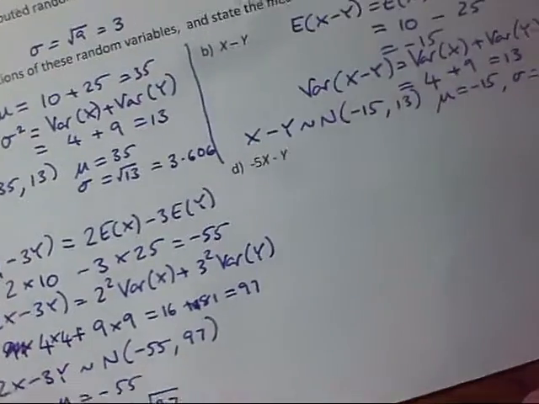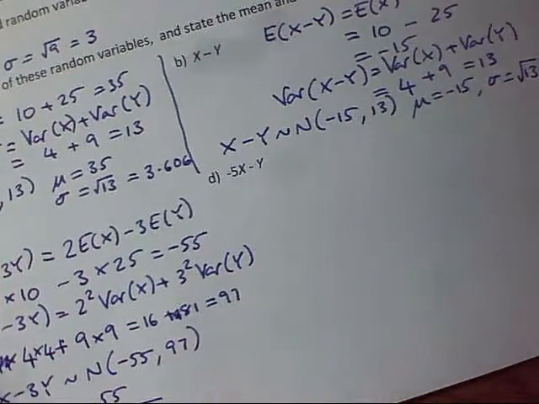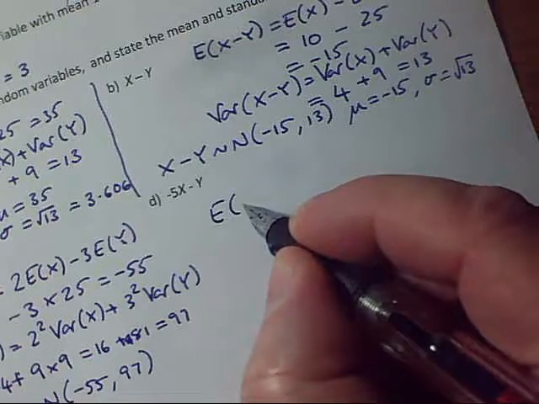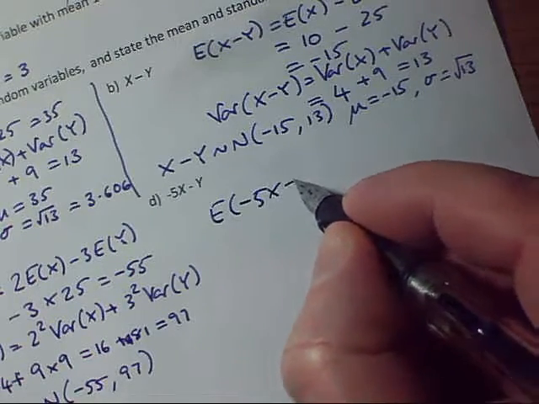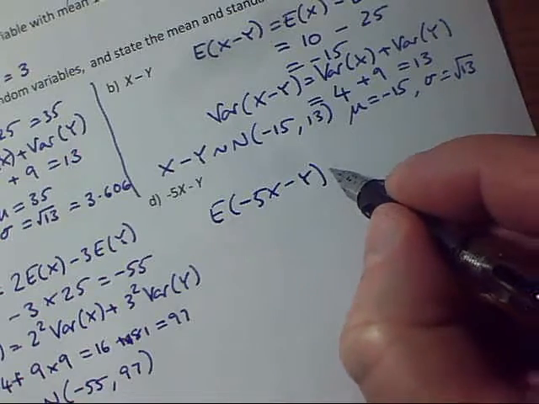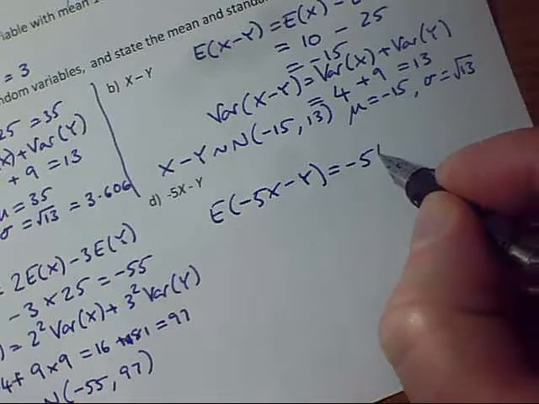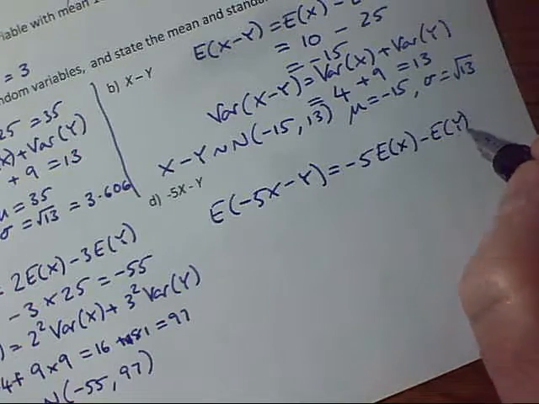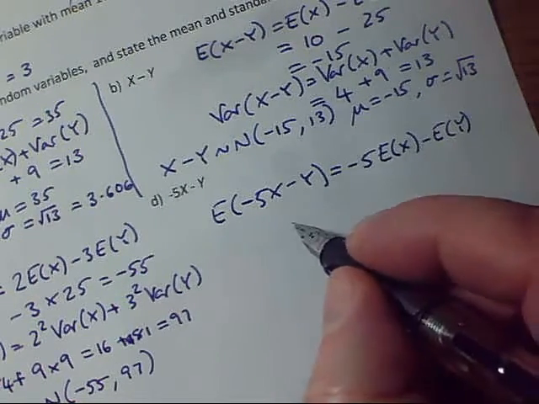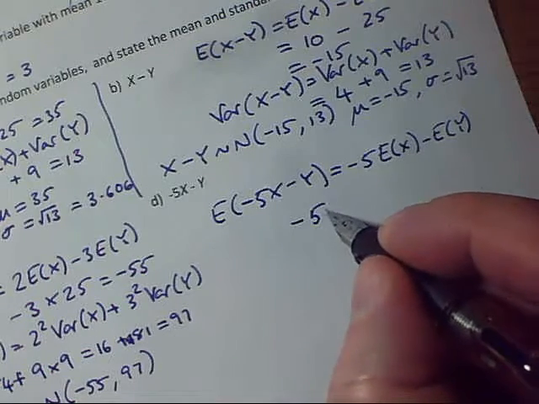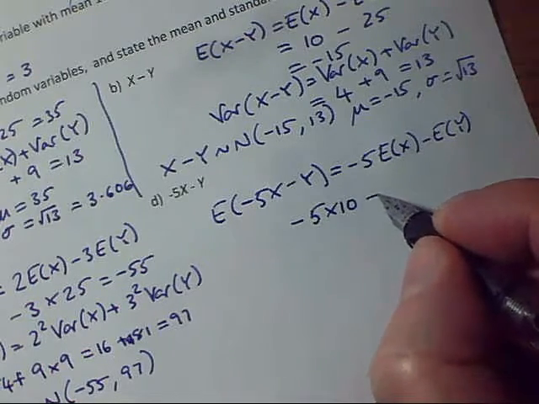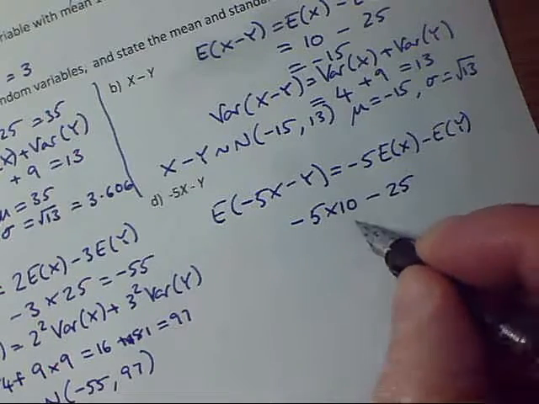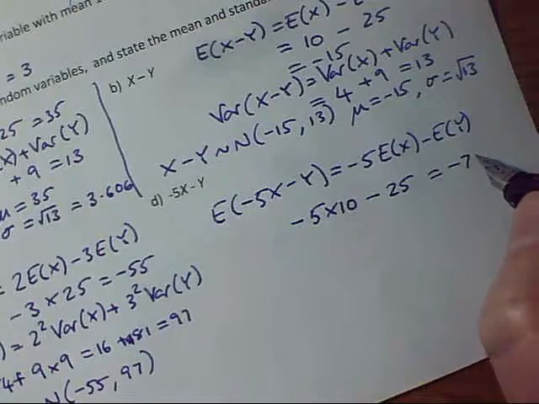All right, one more to do. I think we're getting the hang of this now. So this last one, I want the expectation of minus 5x minus y. Expectation works how we'd expect. So this is minus 5 times the expectation of x minus the expectation of y. The expectation of x was 10, so this is minus 5 times 10. The expectation of y is just 25, so it's minus 5 times 10 minus 25, which is minus 75.